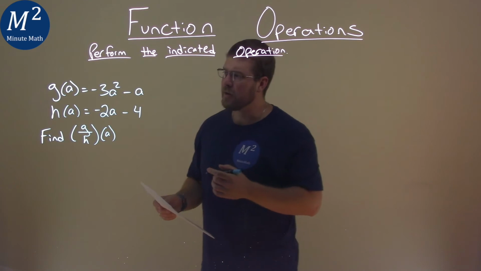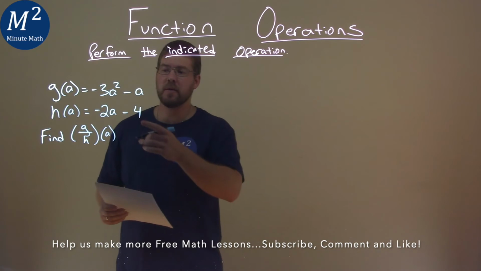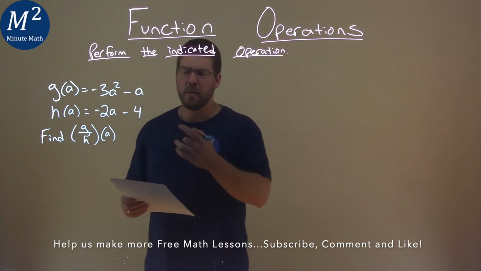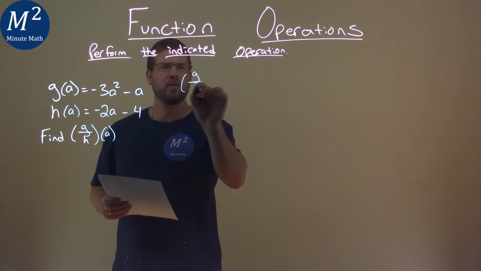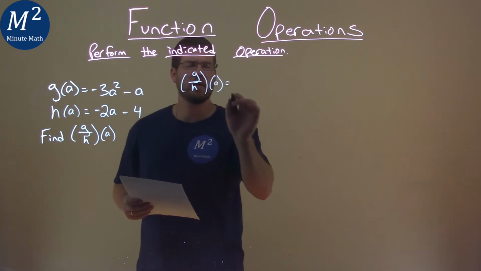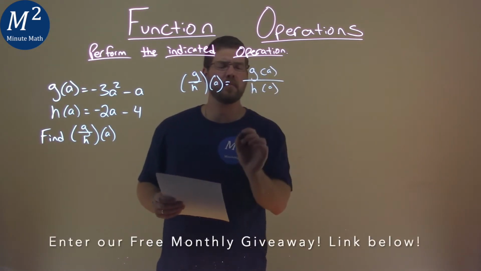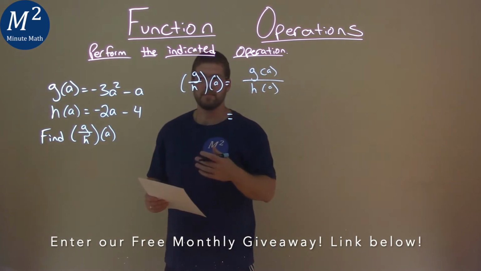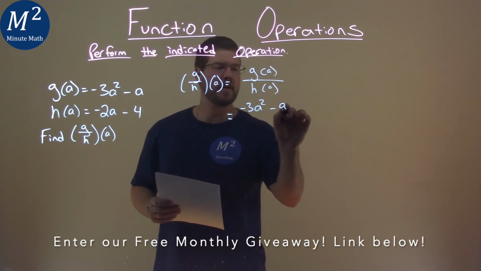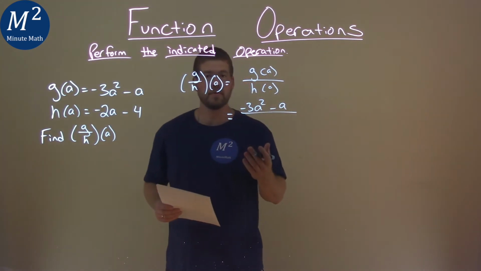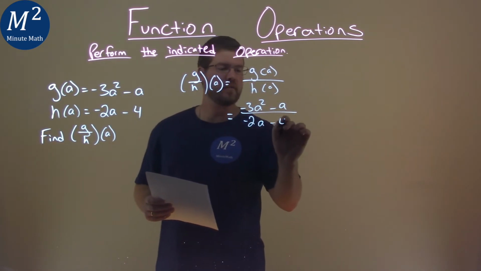We're given this problem right here. G of a is equal to negative 3a squared minus a. H of a is equal to negative 2a minus 4. And we need to find g over h of a. Well, what is g over h of a? Well, that's equal to g of a over h of a. So we need to substitute what we know in. G of a was given to us, negative 3a squared minus a. And that's on top of h of a. h of a being a negative 2a minus 4.